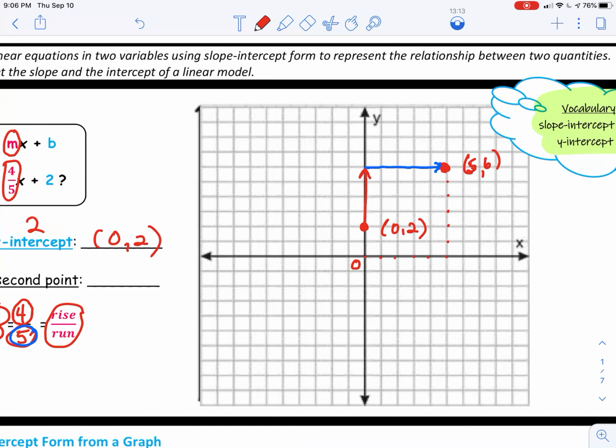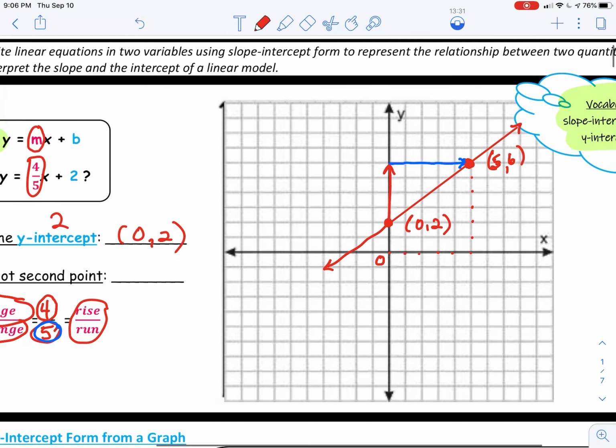If you have a ruler, you might want to do it nice and neatly. I can't put a ruler on my iPad. It makes funny things happen. So I'm just going to do the best I can. Cutting through here. Okay, so there is my line.